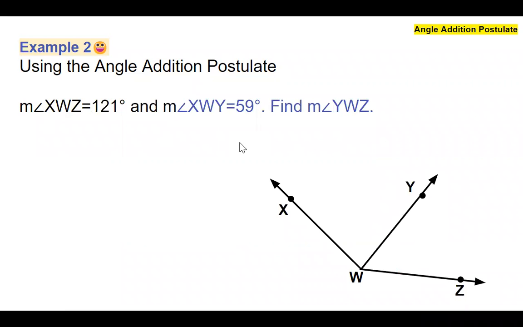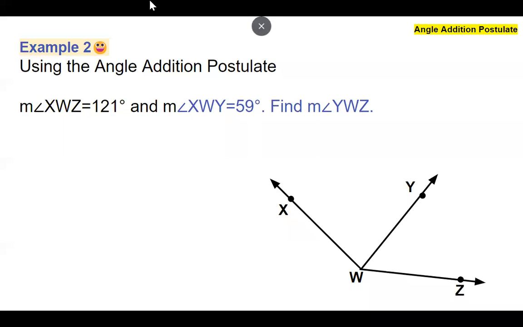Okay. Number 2. Go ahead and copy this one down. We have measurement of angle XWZ equals 121. The measurement of XWY equals 59 degrees. And the measurement of our beautiful angle YWZ we need to find. Okay. I'm going to be randomly asking you guys to tell me what do we have? What do we have missing? How do we write our beautiful angle addition postulate? And how do we solve?